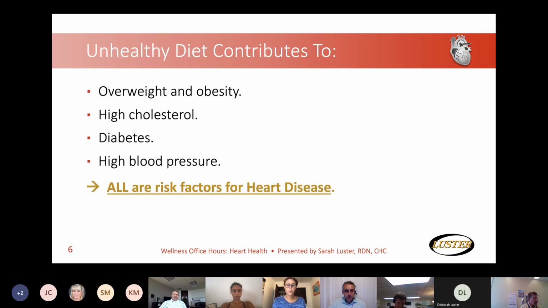And so we're going to focus today on the risk factor of unhealthy diet. And so I just wanted to show you that the purpose of this slide is to show you that an unhealthy diet can lead to being overweight or obese, high cholesterol, diabetes, and high blood pressure. So not only is unhealthy diet a risk factor itself, but it also can lead to 4 other risk factors for heart disease. So diet is really important when it comes to heart health.